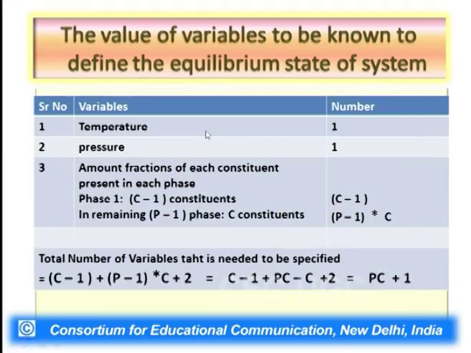Now, we can again derive the phase rule for this system by making a tabular illustration of the number of variables and the number of equations available. So, let us see what happens. Again, in the same manner, for this system we have temperature as one state variable whose value is required to be specified. So, the variable is temperature and its number is 1. Pressure is another variable whose number is again 1. Then we need to specify the amount fractions of different constituents which are present in different phases.